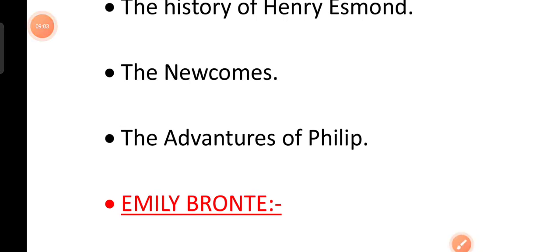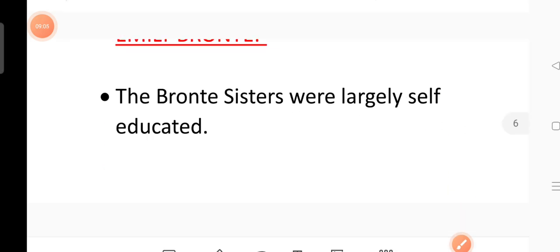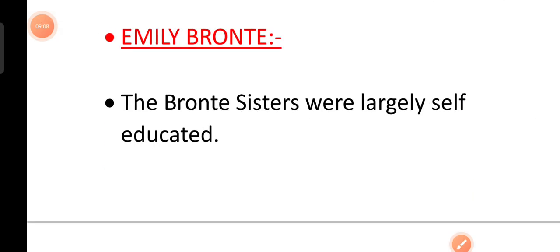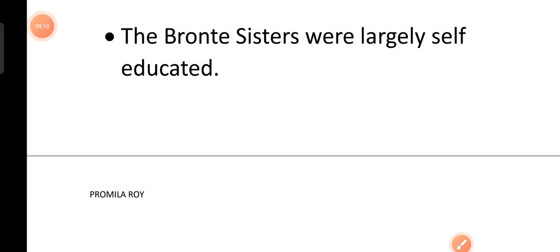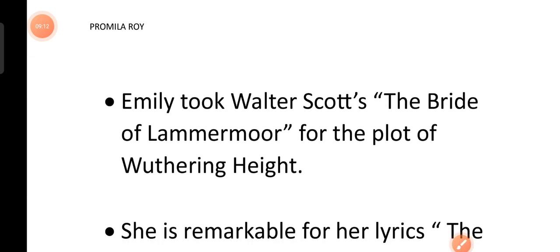Next we will see Emily Bronte. The Bronte sisters were largely self-educated. Okay, the Bronte sisters were largely self-educated. Emily took Walter Scott's The Bride of Lammermoor for the plot of Wuthering Heights.